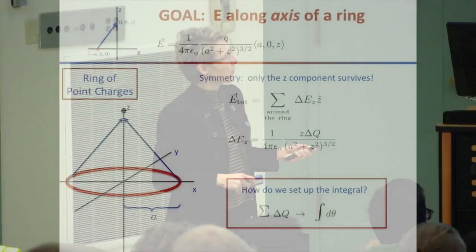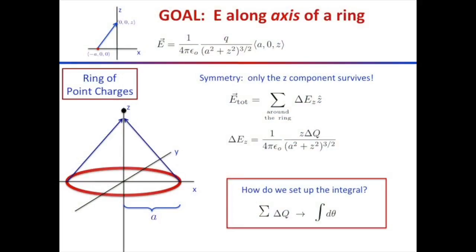Where delta E is the Z component of this piece. So just read off of there, the Z component of that piece. So if I read off of that, I have the 1 over 4 pi epsilon naught. Q now becomes delta Q, because I'm thinking of a piece of a ring now. So the little q there becomes delta Q, over a squared plus z squared to the 3/2. And I just plucked out the z components. There's a z there. OK, this a I don't care about, because it was in the x direction. Questions so far?